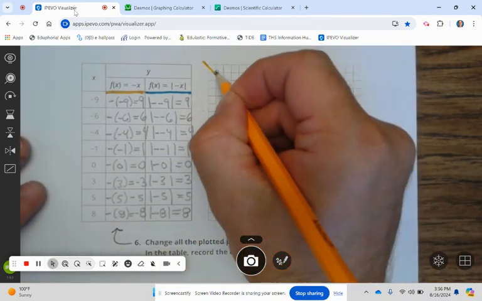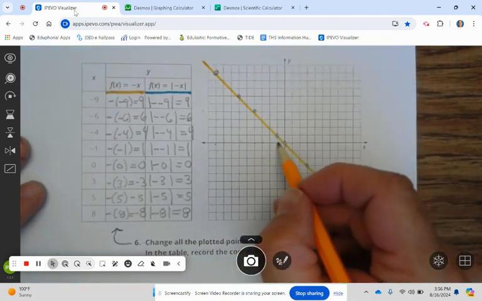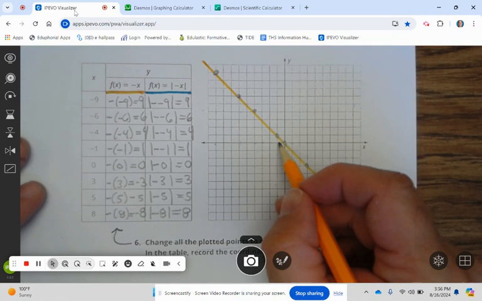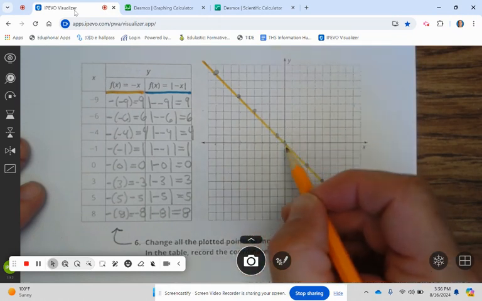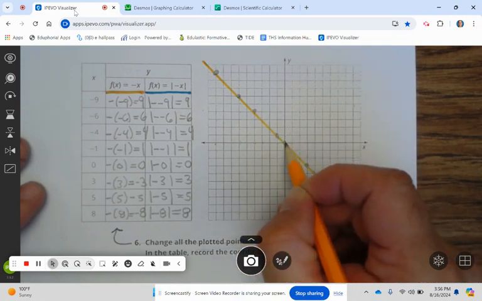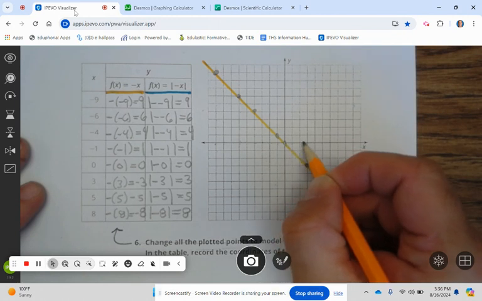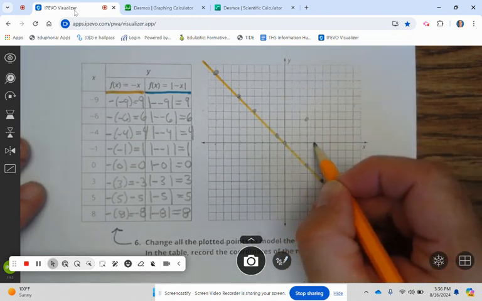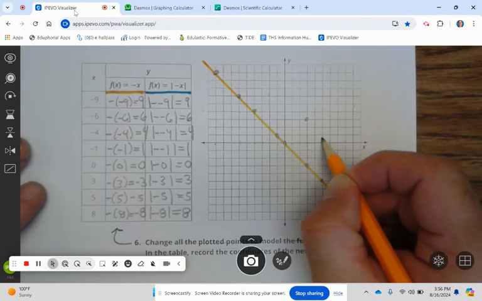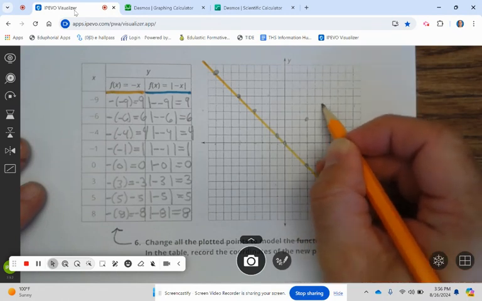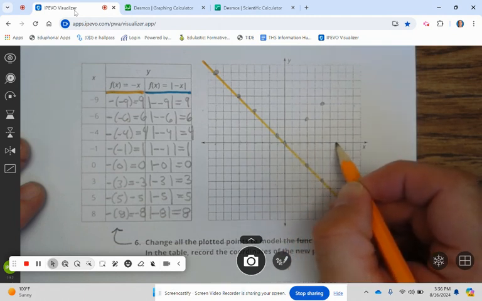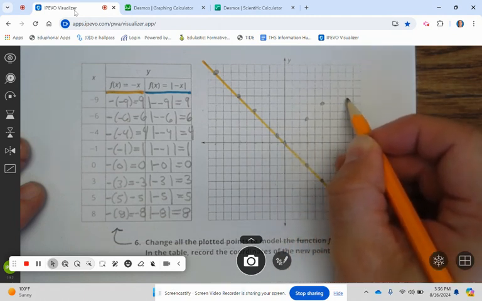So negative 9, 9 is right here. Negative 6, 6 is right here. Negative 4, 4 is right here. Negative 1, 1 is here. 0, 0. And then 1, 2, 3. 1, 2, 3, 4, 5. 1, 2, 3, 4, 5. And then 1, 2, 3, 4, 5, 6, 7, 8.